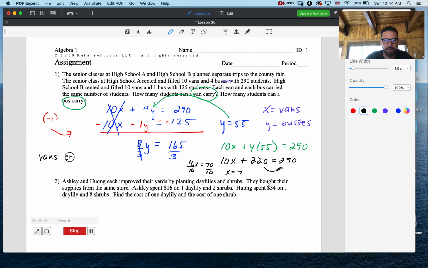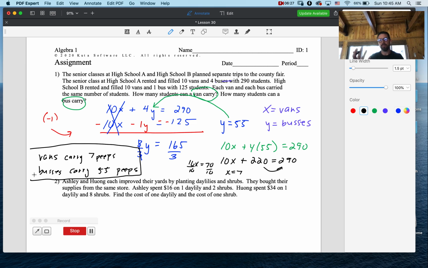So our vans, right, because x is our vans, can carry 7 peeps. And our buses, which is y, carry, what was it, 55 peeps. Now remember, on your homework, between you and me, it's gonna be multiple choice, which is great.